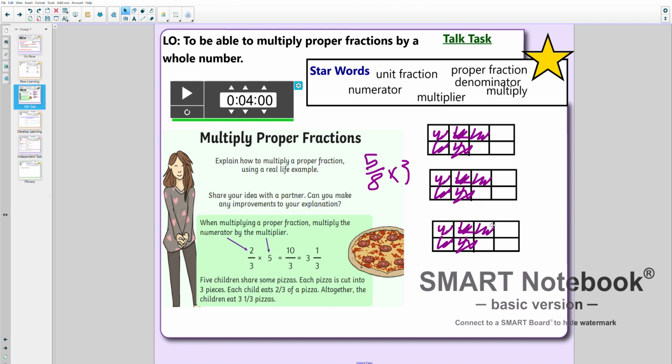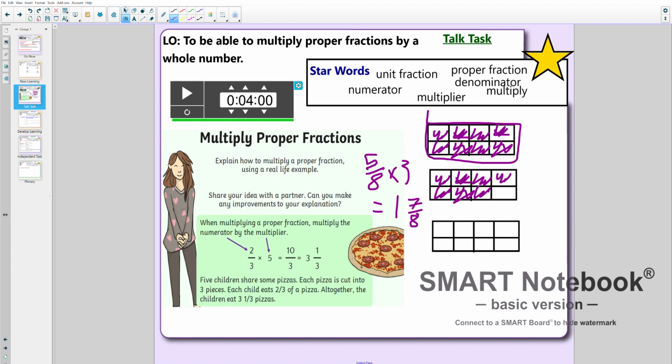What we're going to do is grab these. I'm going to say, right, that can go up here, that can go up here, that can go up here, that can go up here, and that can go up here. Now I have one whole chocolate bar here, and 7/8 of one. So I've got one whole and 7/8.